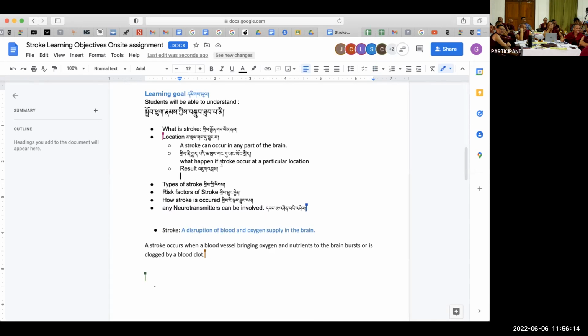Okay, but that can be included under that structure function relationship. So when you have location here, a common theme in neuroscience is to talk about structure and function relationships.